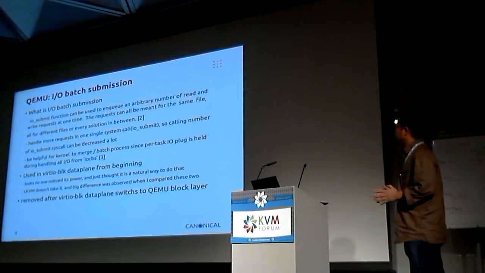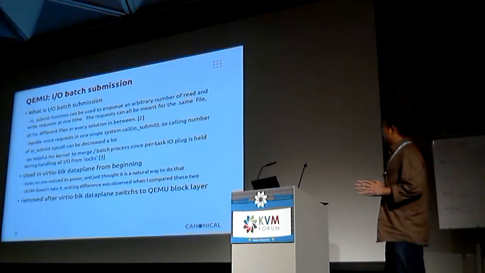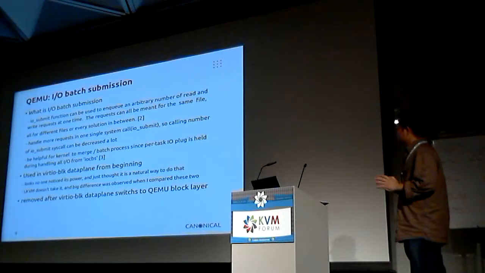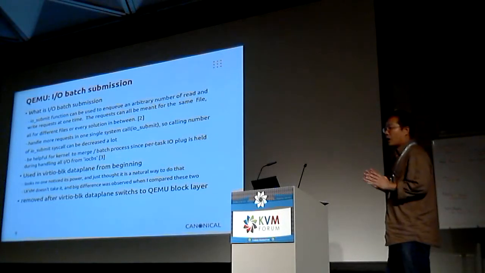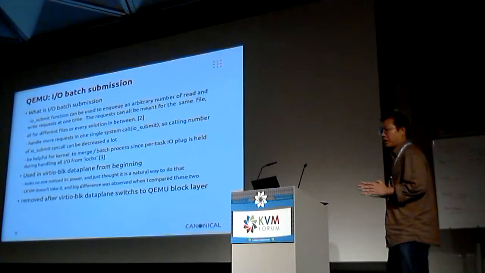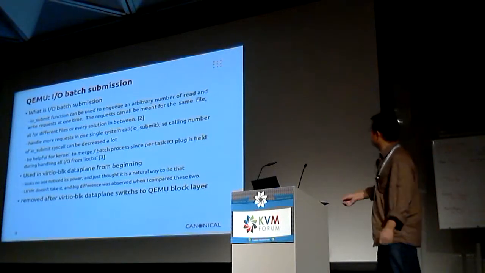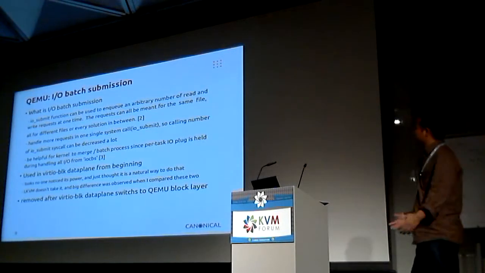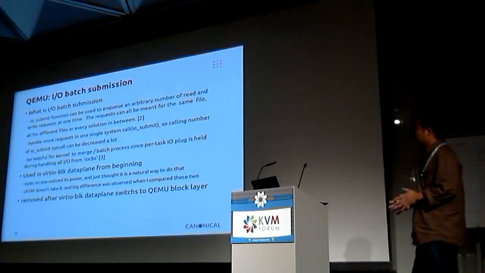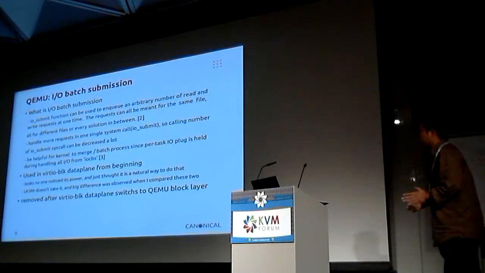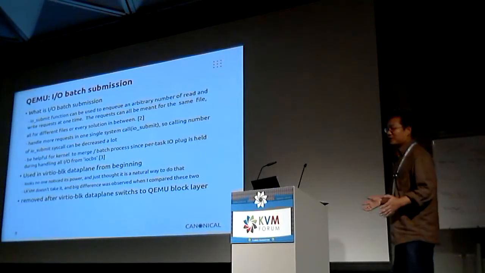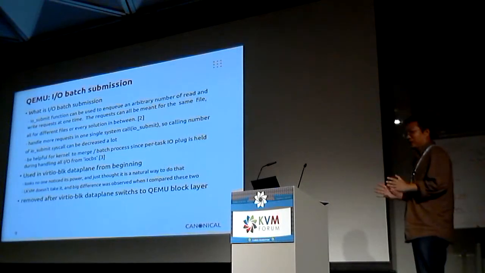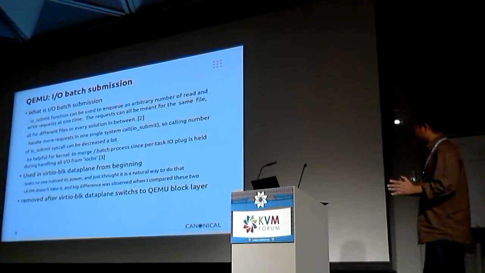Also, inside io_submit, the kernel will hold the per-task IO plug. With this plug held, the IO requests can be handled as a batch or merged. Actually, this kind of feature was used in virtio-blk dataplane from the beginning, but it looks like no one noticed its power before, and just thought it was a natural way to handle requests.